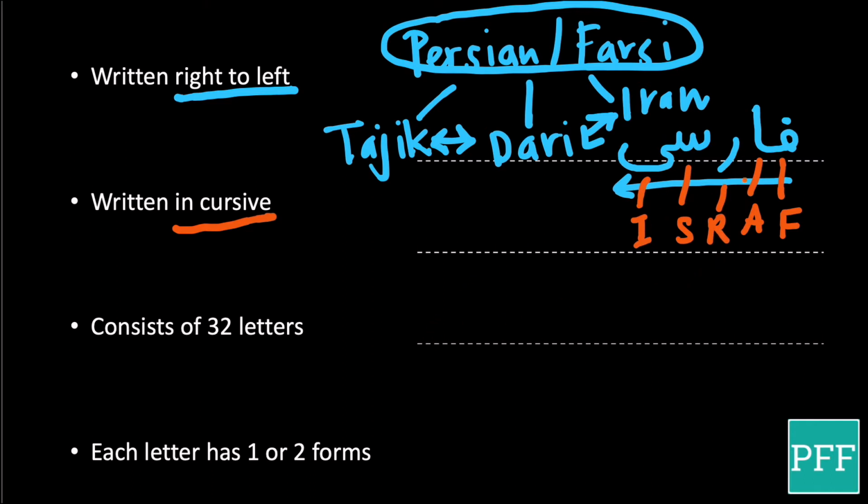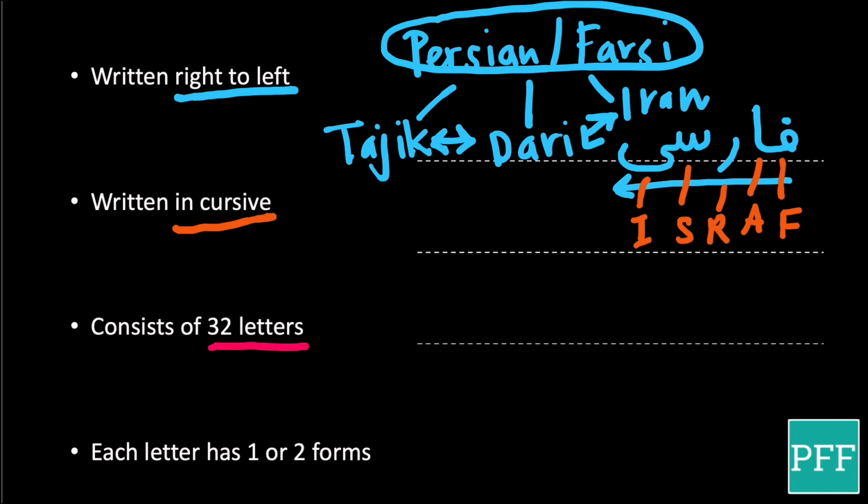Again, try not to focus too much on memorizing this specific example, but more on having an appreciation that as a written language, it is written in cursive and it goes from right to left. Great. The third point that I wanted to cover is that there are 32 letters in the Persian alphabet, and that compares to 26 letters that we have in English.